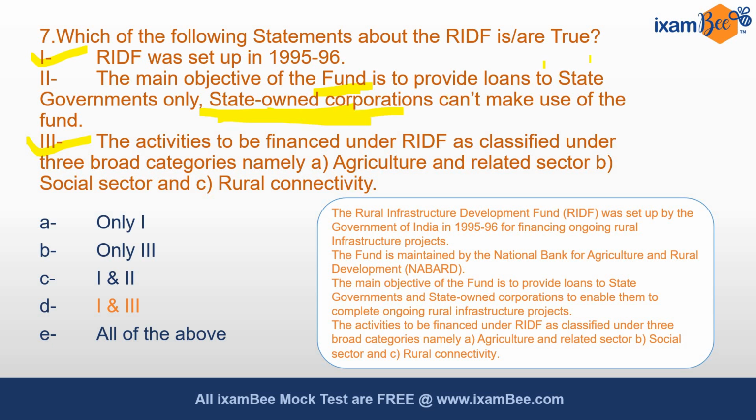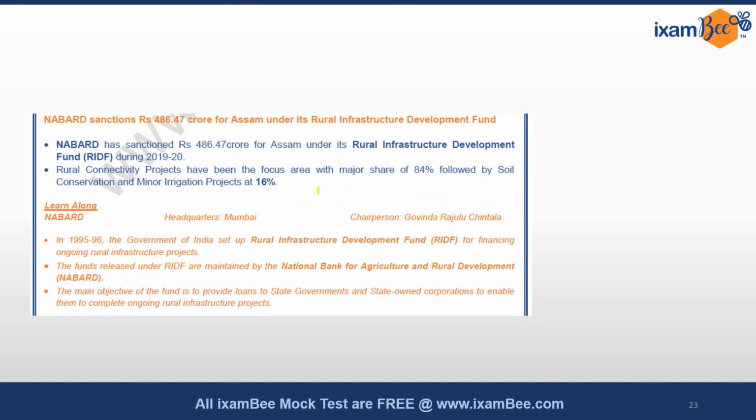Not only state governments are allowed, state governments as well as state-owned corporations are allowed to make use of this RIDF fund. And please remember the three broad categories of RIDF, that are agriculture, social sector and rural connectivity. If a state is getting funds out of RIDF, the state or the state-owned corporation needs to spend it on three broad heads, that are agriculture, social sector and rural connectivity.